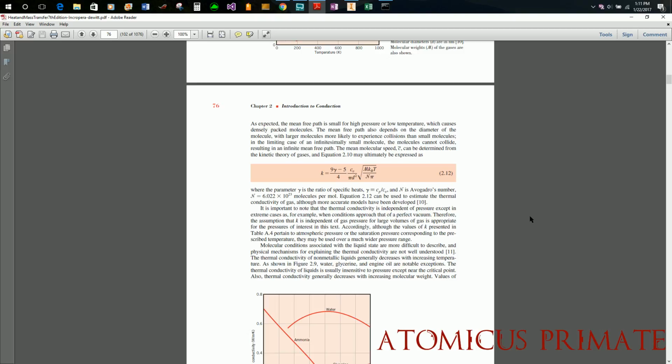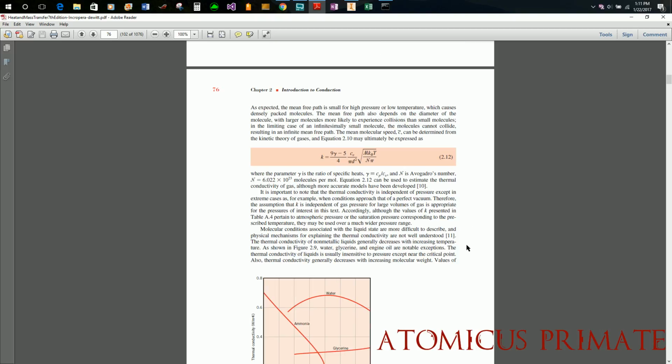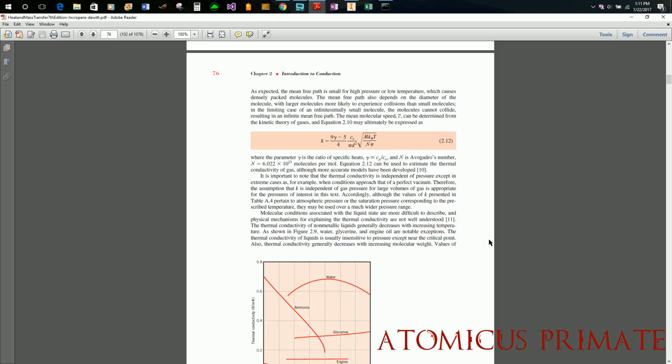Equation 2.12 can be used to estimate the thermal conductivity of gas, although more accurate models have been developed. It is important to note that the thermal conductivity is independent of pressure except in extreme cases, as, for example, when conditions approach that of a perfect vacuum. Therefore, the assumption that k is independent of gas pressure for large volumes of gas is appropriate for the pressures of interest in this text. Accordingly, although the values of k presented in Table A.4 pertain to atmospheric pressure or saturation pressure corresponding to the prescribed temperature, they may be used over a much wider pressure range.